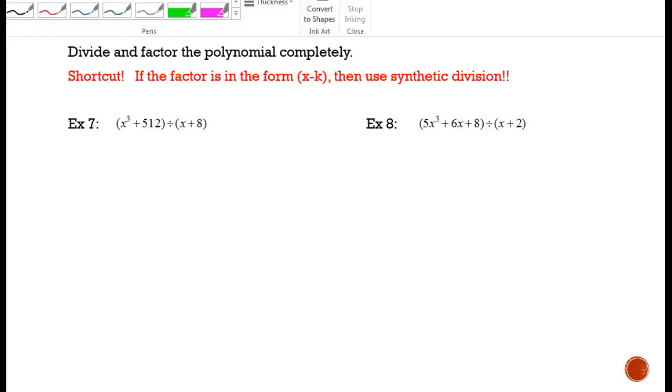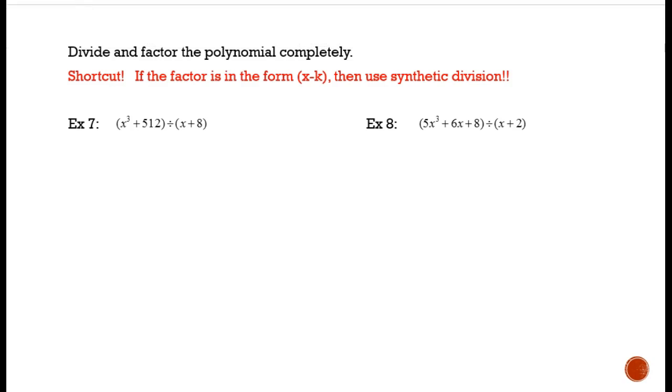All right, let's try a couple more. All right, so remember exponent order, and you need to put in placeholders if it jumps. Okay, so for instance, this goes from x to the third power to no x's at all. So I need a placeholder for x squared and a placeholder for x. So when I write my framework out, I'm going to go 1 for x cubed, 0 for x squared, 0 for x, and 12 is my constant. And I'm dividing by, so if I solve that, I get -8.